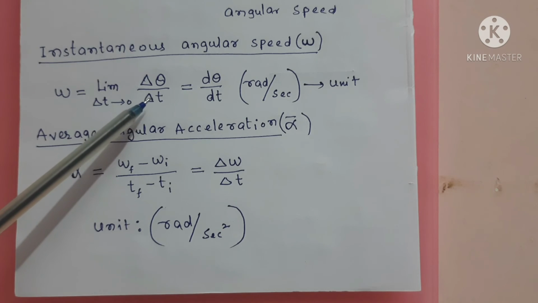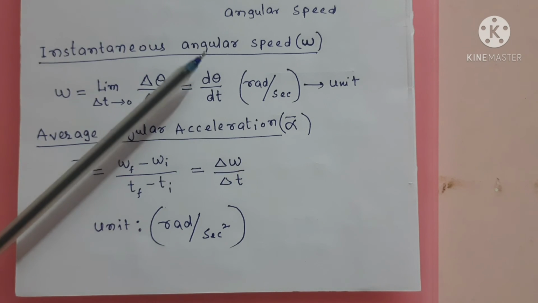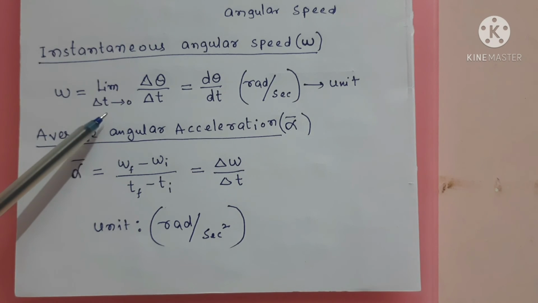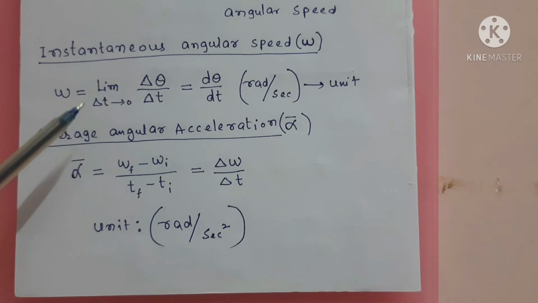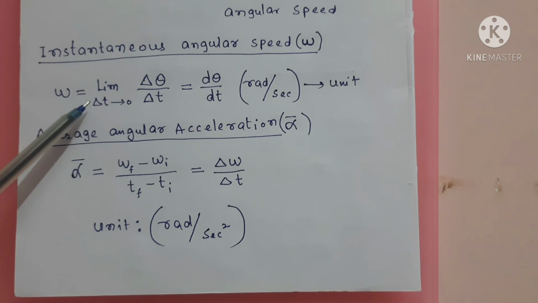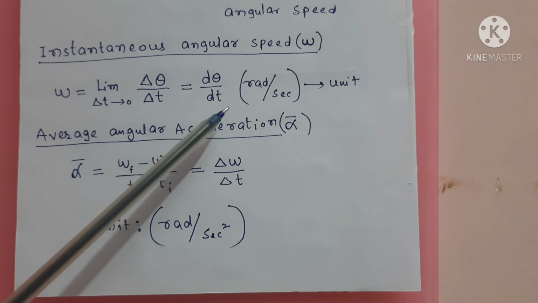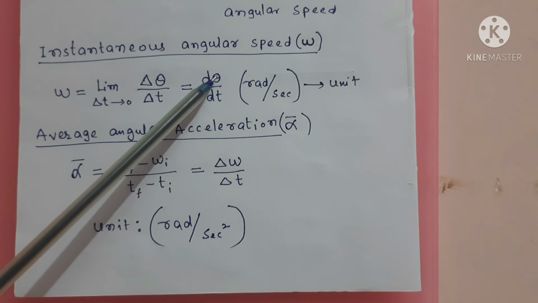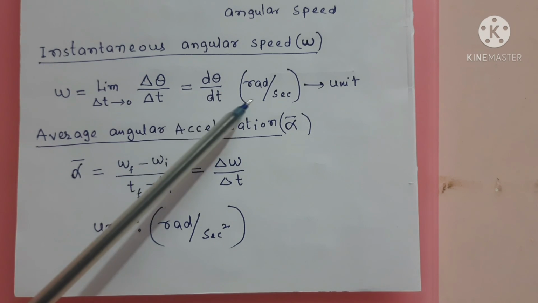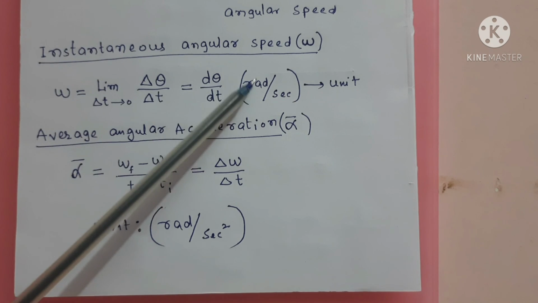It means for a small time interval, as I told, it is rotating like this. At some time, maybe here or here or here, for a small time interval at a particular time, what is the angular speed? That is called instantaneous angular speed. So it becomes limit del t tending to 0 of del theta by del t, equal to d theta by dt. The unit is radian per second. For angle, the unit is radian, and time is second. So the unit of average angular speed or instantaneous angular speed is the same, radian per second.